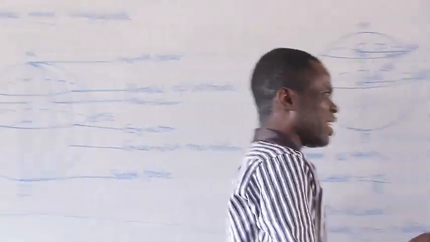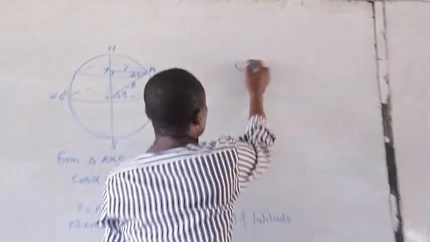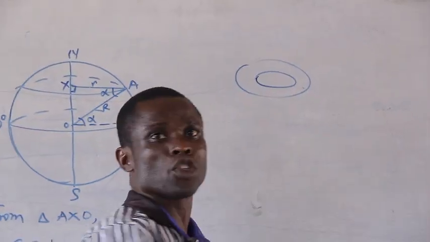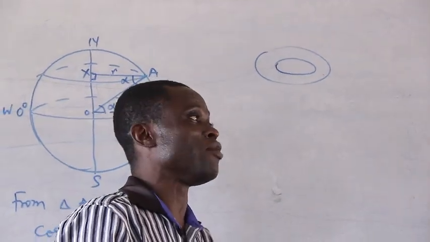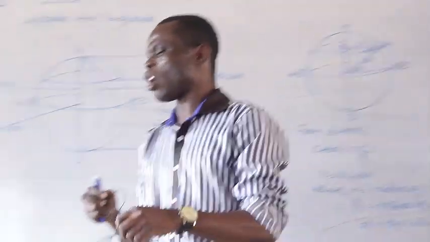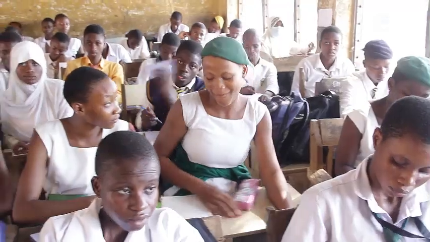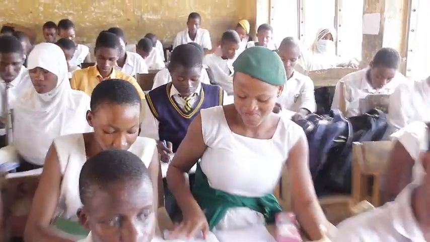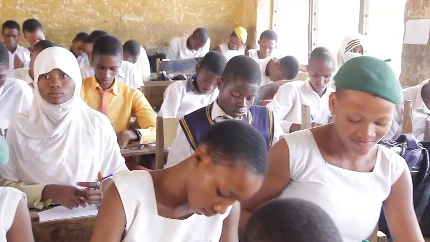Looking at the diagram like this, the radius of this one is different from the radius of this one. So that is why we are going to have different radii there. Is that taken? Okay, now let us try this example. Are you ready? Calculate the radius of the parallel of latitude.